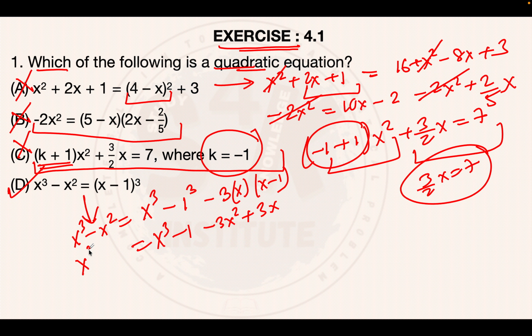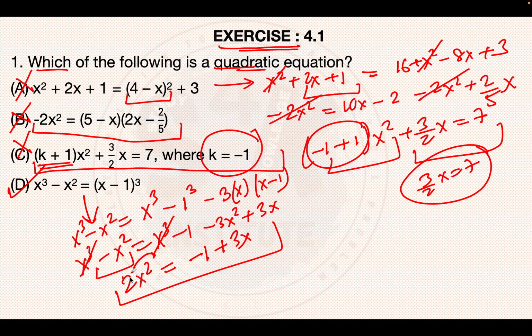So I need to simplify x cube minus 1 minus 3x square plus 3x, right? So on both sides we have the x cube term, right? So x cube terms and x cube terms will get cancelled. So if you transfer this negative 3x square to the left hand side and simplify, this will become 2x square. And then you will be having negative 1 plus 3x, right? So the highest power is 2. So this is a quadratic form. So the answer is D. Okay.